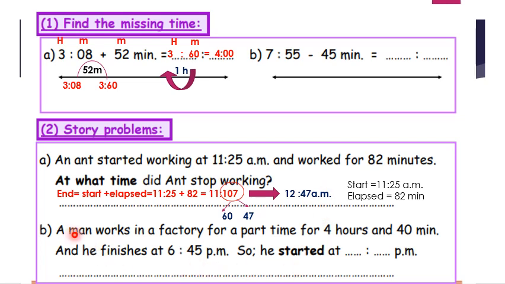Number B. A man works part-time in a factory for 4 hours and 40 minutes. This is the elapsed time, and he finished at 6:45. This is the ending time. How can I get the starting time? The starting time is the ending time, which is 6:45, minus the elapsed time, which is 4:40. So start subtracting from the minutes. 45 minus 40 equals 5. 6 minus 4 equals 2. So the starting time will be 2:05 p.m.